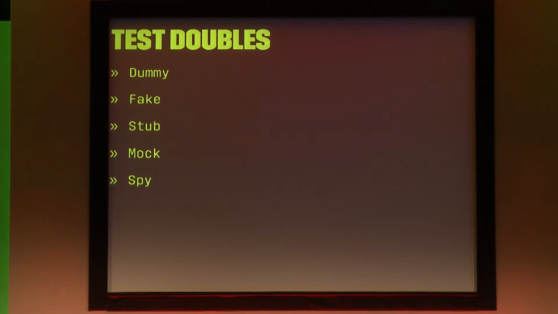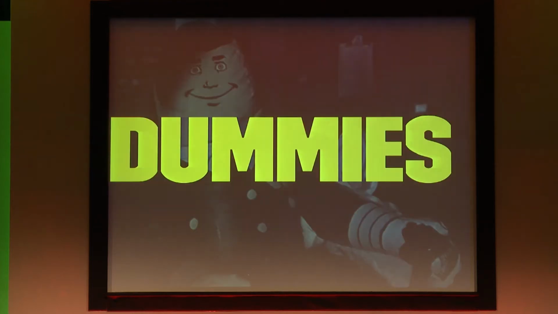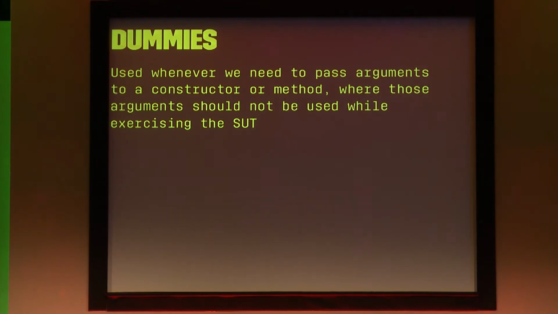So, 5 types of test double in the title of the talk. I'm going to go through them in this order. Dummy is the simplest type of double there is out there. We use it when we need to satisfy a method or a constructor argument, particularly when it's type hinted, but it's not actually going to be used in the test.